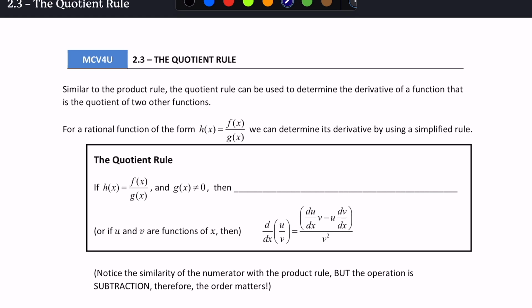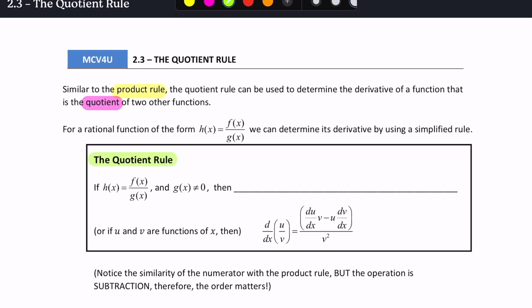Similar to the product rule, which we looked at previously, the quotient rule can be used to determine the derivative of a function that is the quotient of two other functions. As it says in the name, the quotient means that there's a division between two functions. For a rational function in the form h of x is equal to f of x over g of x, we can determine its derivative by using a simplified rule.